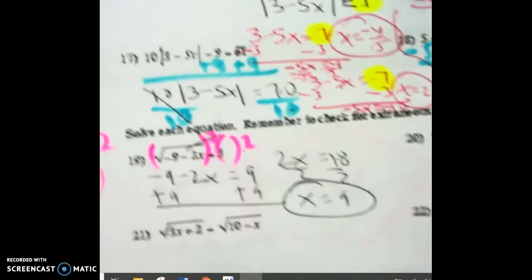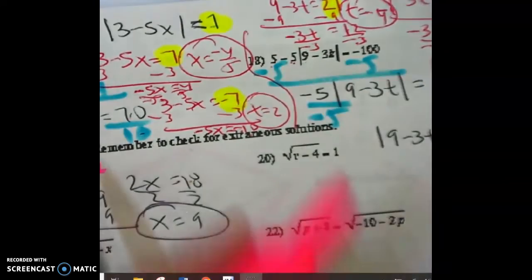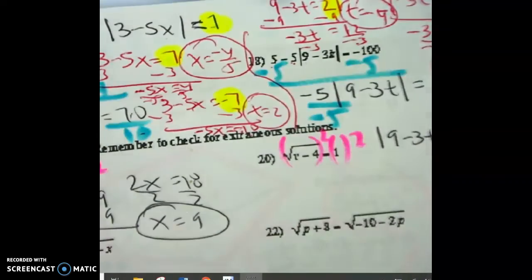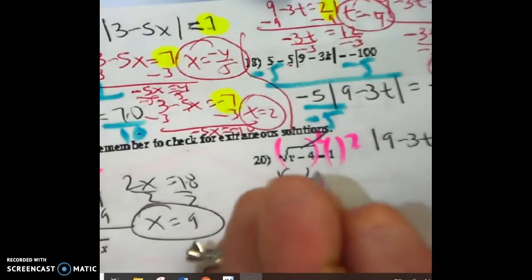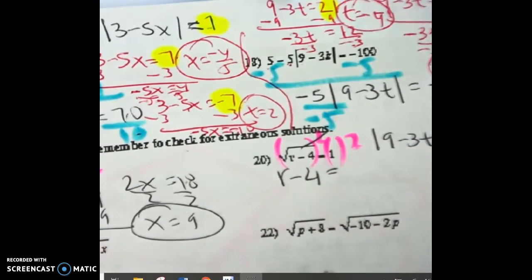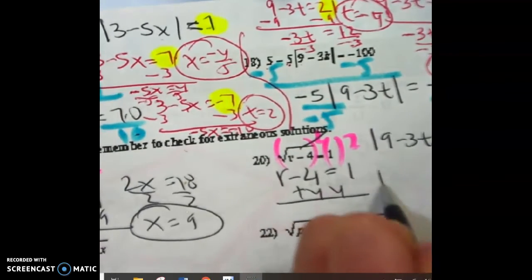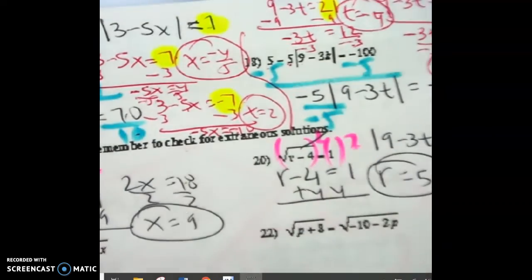All right, number 20. What do? I square it. The way to get rid of a square root is to square it. That cancels. R minus 4. 1 squared is 1. Now add 4. R equals 5. Let's go to the next one.